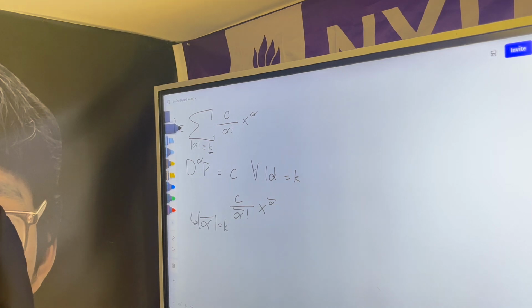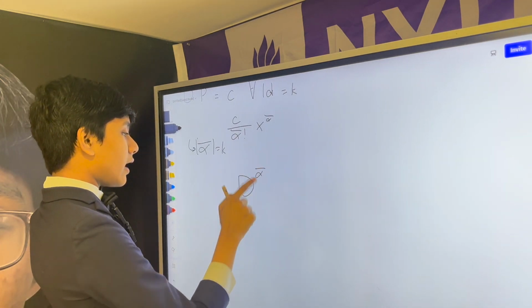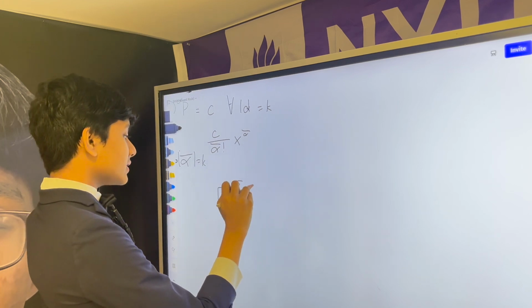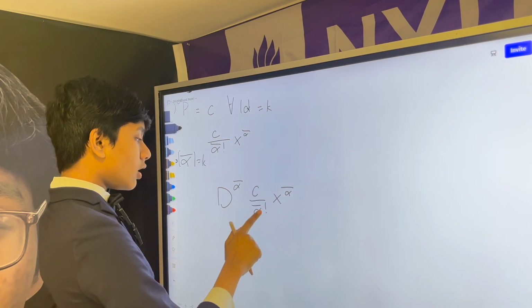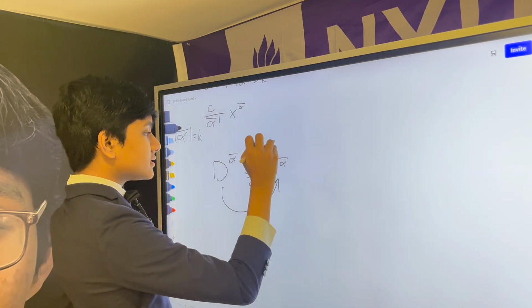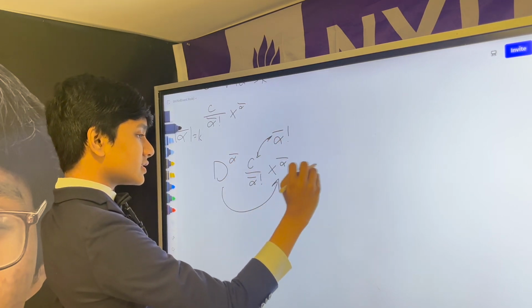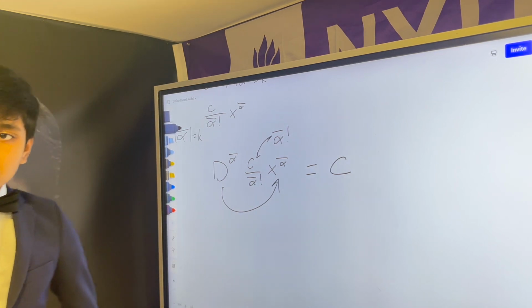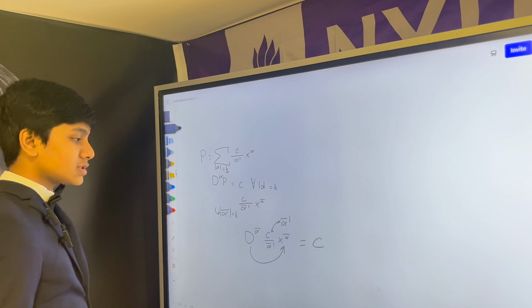So what happens when we take the alpha overline derivative of this? Well, we already saw the results of doing this a while ago. This just gives us this, and then multiplying these will just give us c. But what about the other bajillion terms?